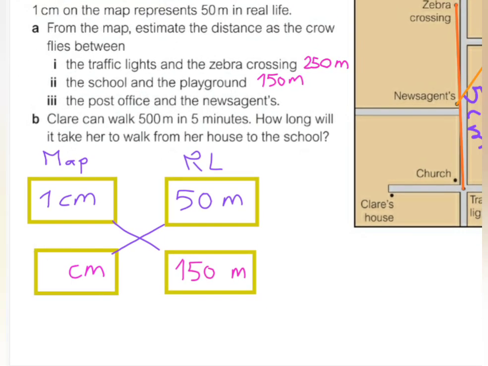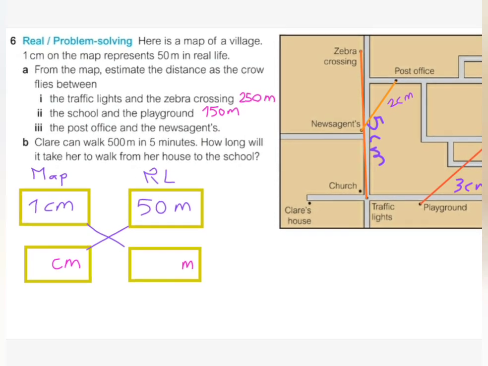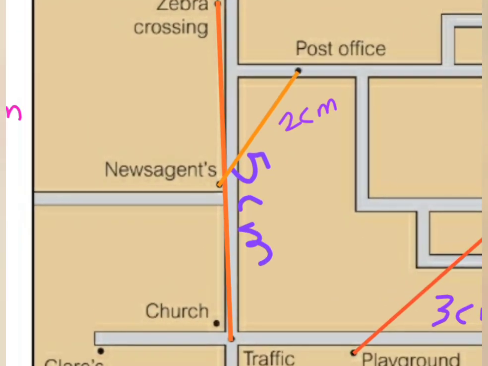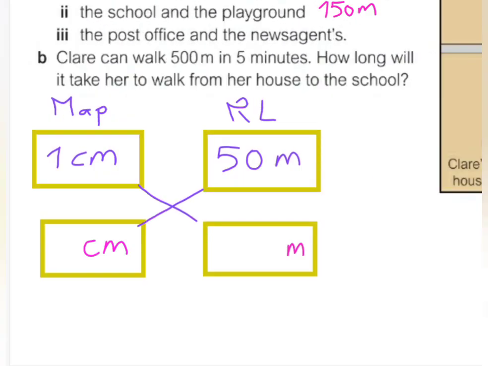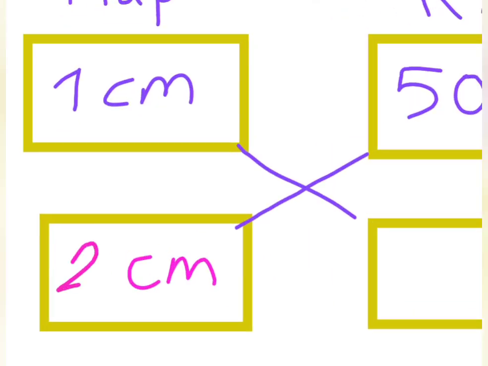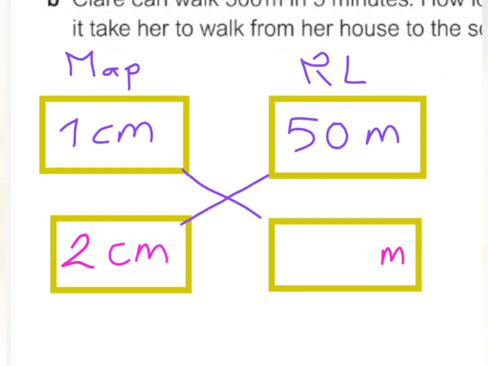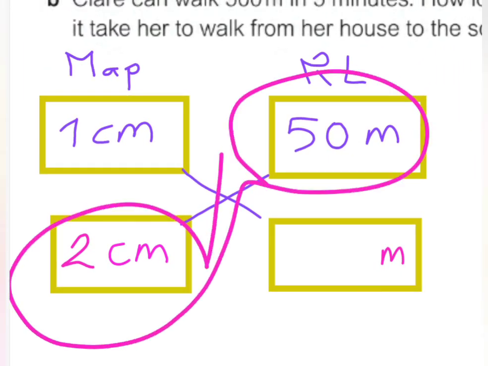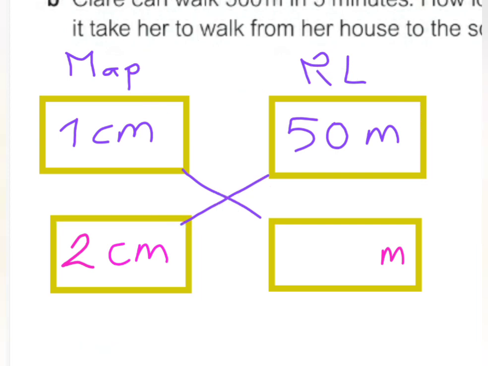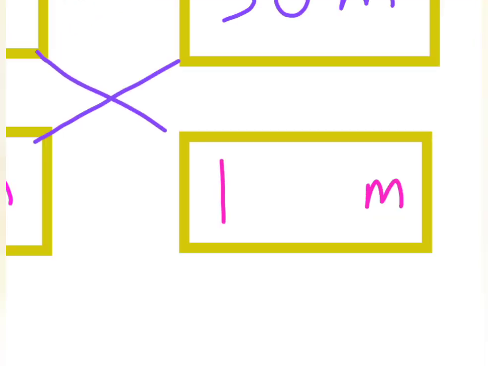Now, same idea with the last one. I just removed these so I can work in the space of the X method. The last one is the post office and the news agents. Now we said the distance on the map is 2 centimeters. So I'm going to use it on the map here. And then multiply the 2 by the 50 here. And then divide it on 1 to get this one. So 2 times 50 is 100. Divide 1 is 100. So the answer will be 100 meters.